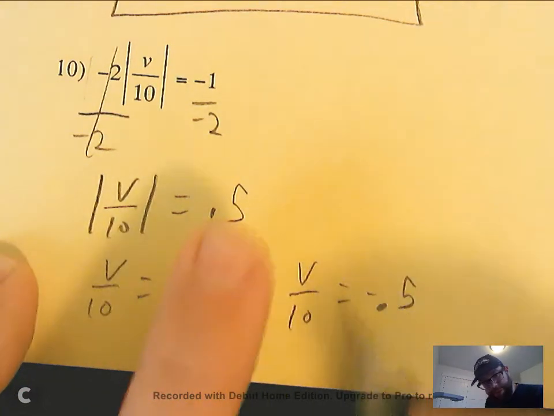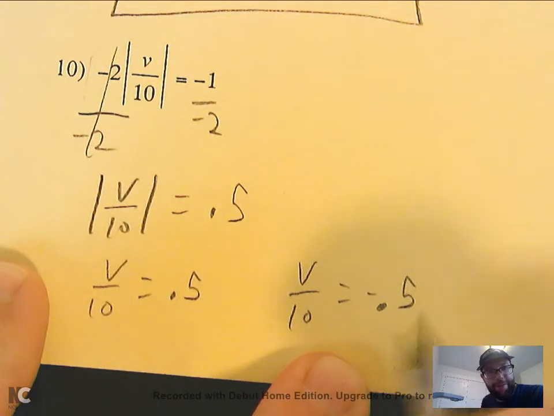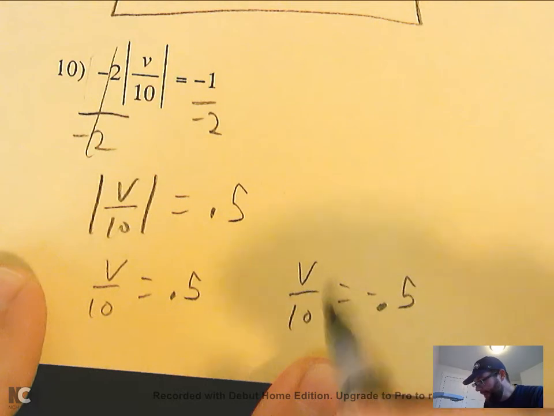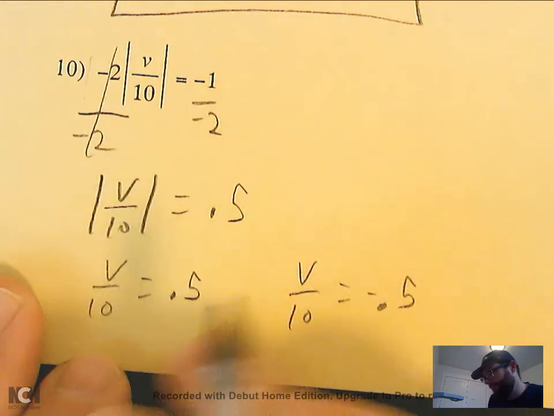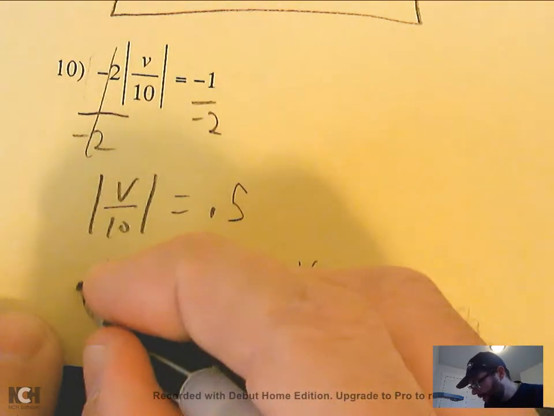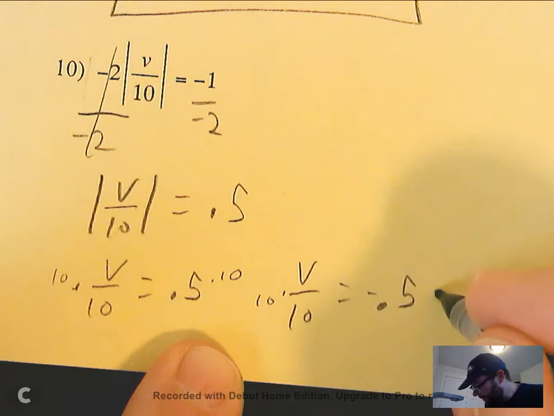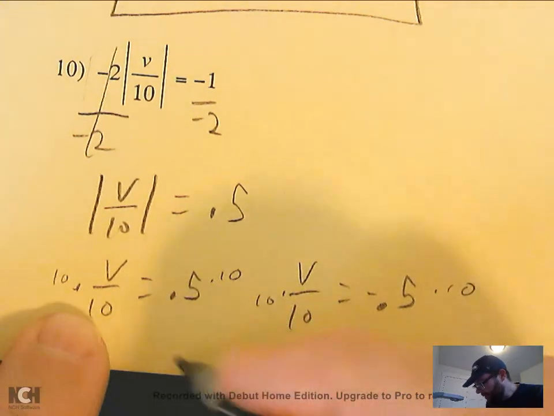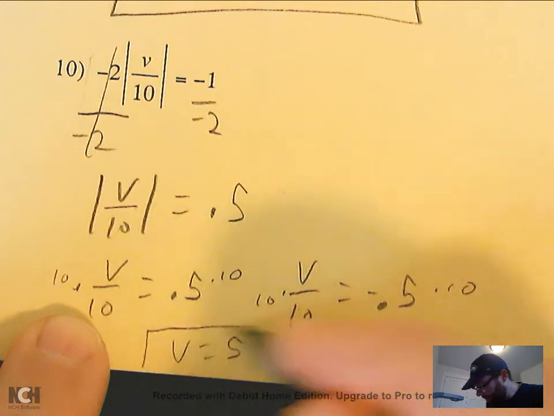And again, notice how I dropped the absolute values. I have a lot of students try to tell me like this negative option is always a no solution too, but there's no absolute value here anymore, right? Like it can be negative. It's perfectly fine. So we would times by 10 on both of these, and we would get 5 and negative 5. So v could equal 5, or v could equal negative 5. And that would be your answers.